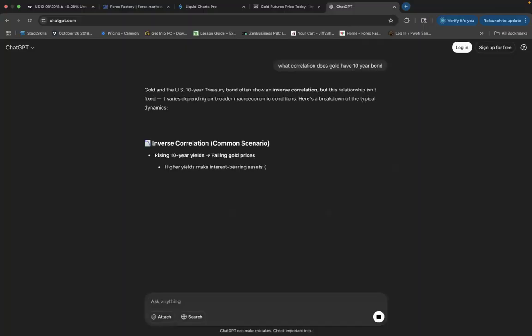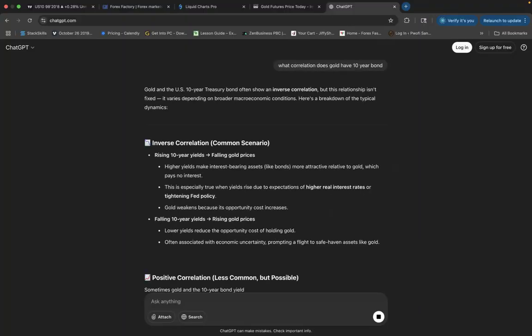Okay. Gold and US 10-year bond often show an inverse correlation, but this relationship isn't fixed. It varies depending on broader macroeconomics. And here's a breakdown. Rising 10-year yields, falling gold prices. Higher yields make interest-bearing assets like bonds more attractive relative to gold, which pays no interest.